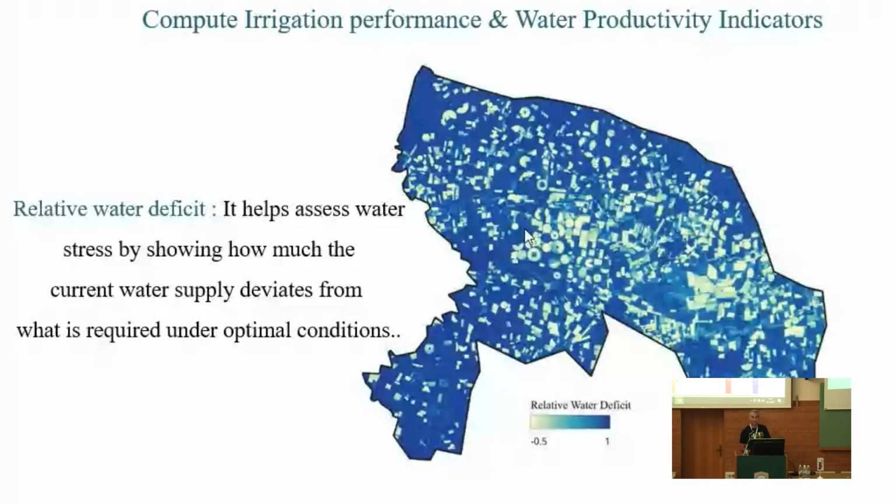Another indicator is relative water deficit, which helps to show which crops or which fields have water stress. So we use parameters to indicate the optimal conditions and how much are the actual conditions. And then we can calculate this relative water deficit.